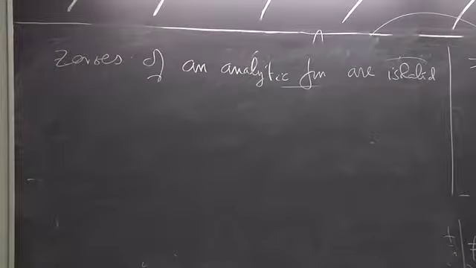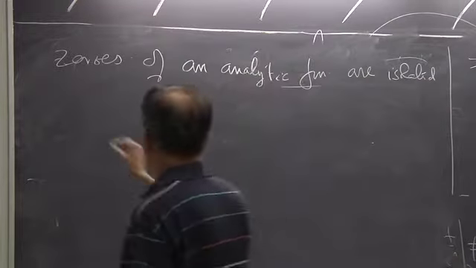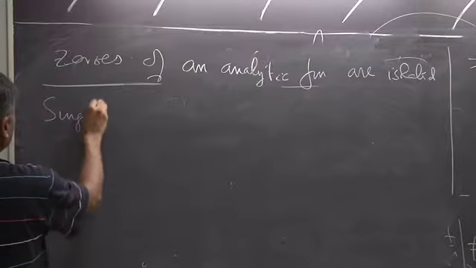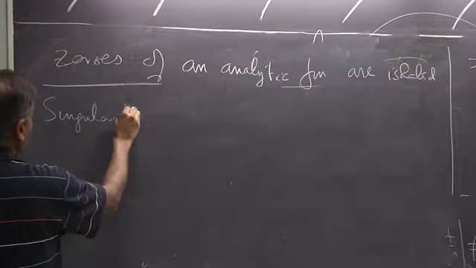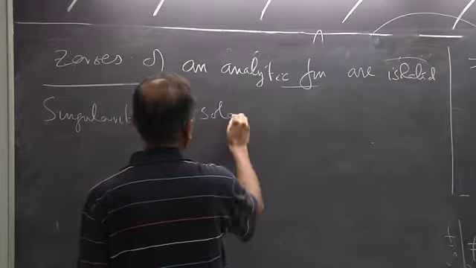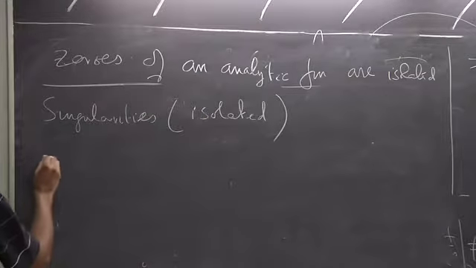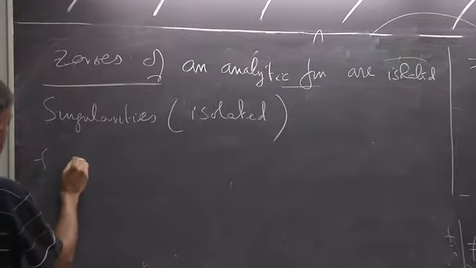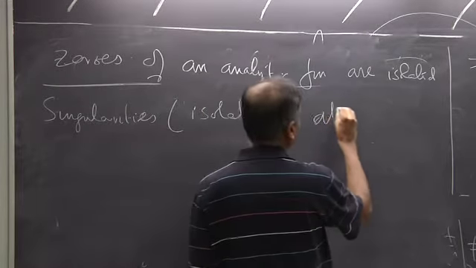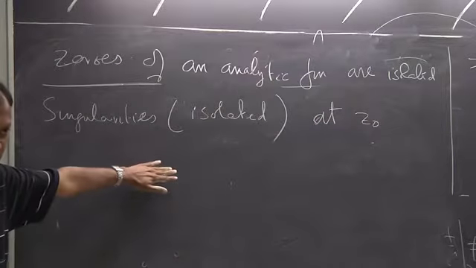Now, what about the poles? Again, we will consider the singularities. Now, let's look at the singularities, and I will only talk about isolated singularities. So let's suppose a function f has a singularity at say some point z naught. Okay. So I finished the discussion of the zeros. Now I'm discussing a different thing.